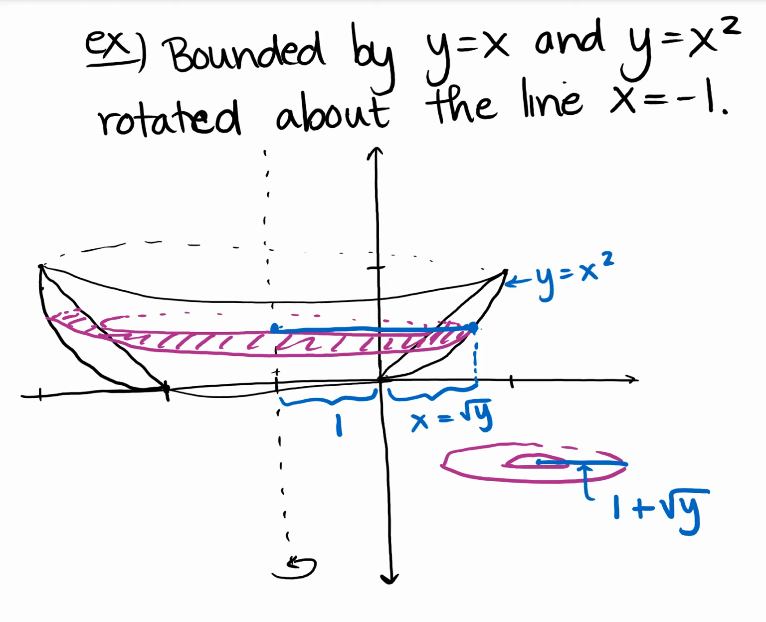What about the inside of this washer? So the inside of this washer is going to be this right here, this green distance. Again, same idea. I know this distance here is 1, right? And then here I know that this distance here is y equals x, or in our case, x equals y. So what is the distance of the inside washer going to be? That is going to be 1 plus y. I hope that makes sense.